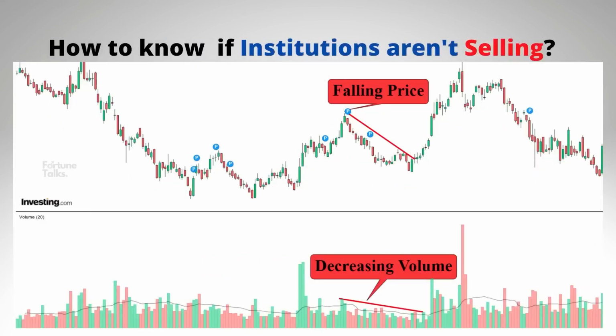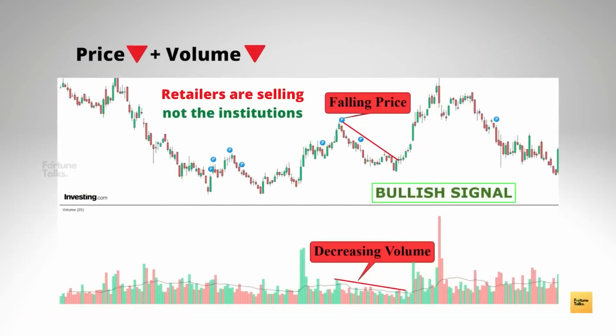Now the most critical question, how do you know that there were no meaningful sell orders by the institutional investors? Straightforward answer, if they were selling, then the volume would have increased. But in this case, the volume decreased. And what does a price decrease and a decrease in volume indicate? It means that the retail participation is the reason for the decrease in prices and not really the influential selling.